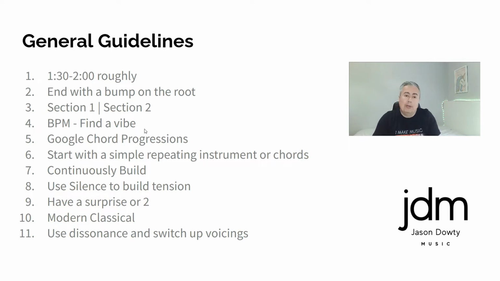BPM, find a vibe. So before you even start creating music, have an emotion in mind. Like, what are you really shooting for? And try to find a piece of music that is similar to that. And then once you do, find the BPM of that, and then you have your beats per minute that you're going to use for your piece. Google chord progressions. If you Google right now cinematic dark music chord progressions, you're going to get 1 million hits. A lot of suggestions. So have those handy, and you can use a different one every time.